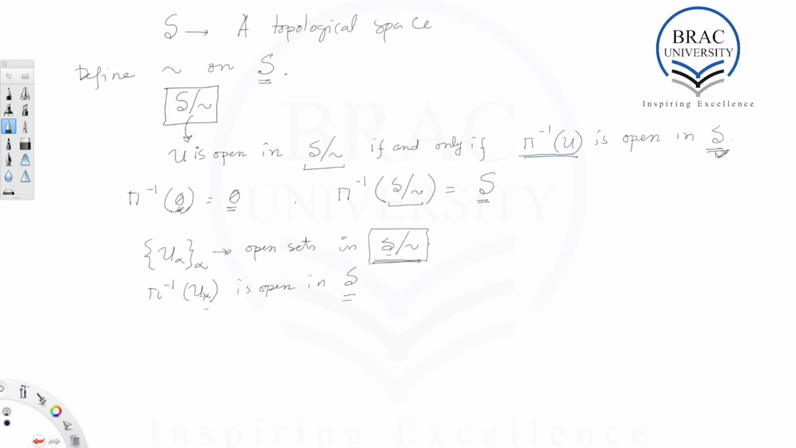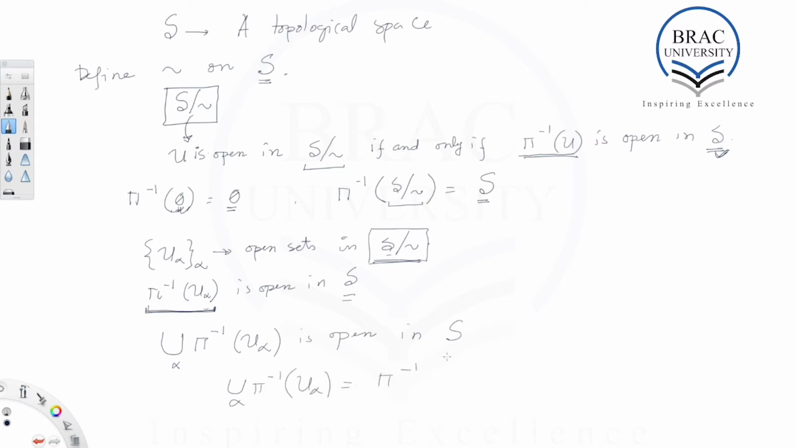Now observe that each of such sets is open in S. So an arbitrary collection of open sets. The union of an arbitrary collection of open sets is open according to the definition of topology. So the arbitrary union of these open sets is open in S.